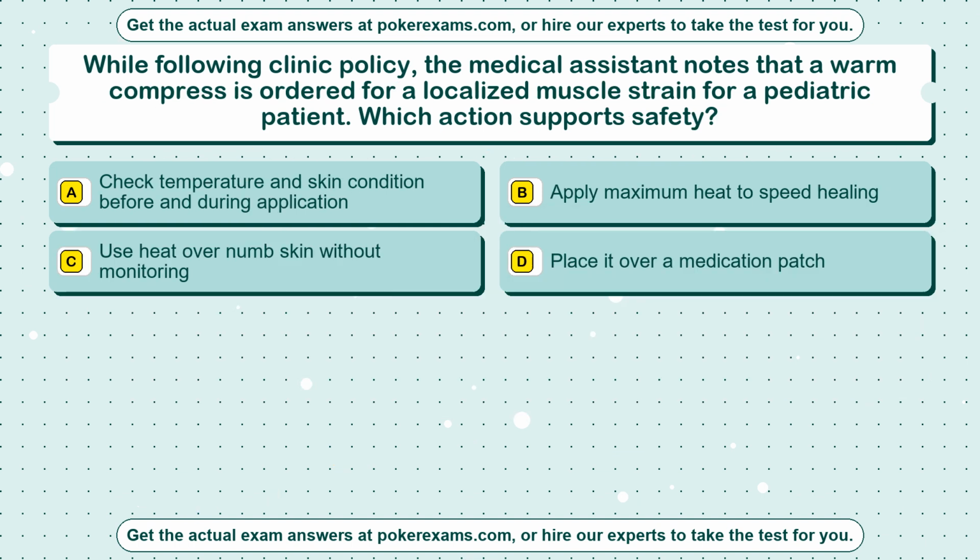Question 96. While following clinic policy, the medical assistant notes that a warm compress is ordered for a localized muscle strain for a pediatric patient. Which action supports safety? Option A, check temperature and skin condition before and during application. Option B, apply maximum heat to speed healing. Option C, use heat over numb skin without monitoring. Option D, place it over a medication patch.